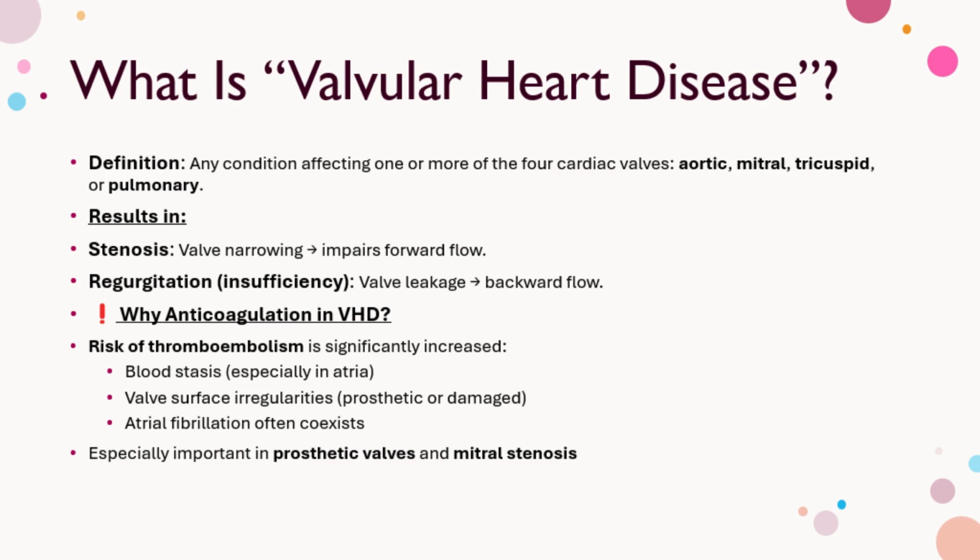Why does this matter for anticoagulation? Because artificial valves, especially mechanical valves, significantly increase the risk of thrombosis. This risk is due to turbulent flow, foreign material exposed to blood, and alterations in normal endothelial function. Understanding the type of valve is the first step in choosing the correct antithrombotic therapy.